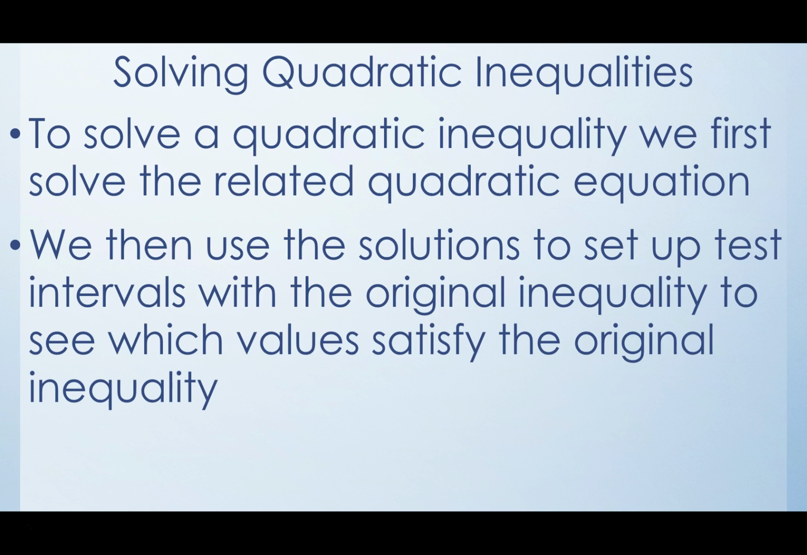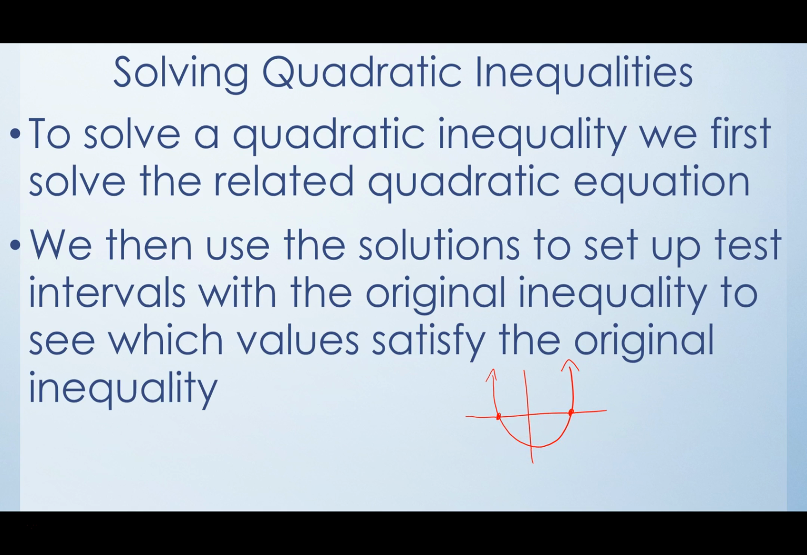You're using the solution then to set up these test intervals to see whether the original inequality is satisfied. Because remember, the quadratic equation solutions represent when the quadratic equals 0. So if we think of our graph right here, let's say we have this equation like this, at these points it equals 0. Well, to the left of this point and to the right of this point, we're above the graph, so we're greater than 0. Whereas down here, we're less than 0.